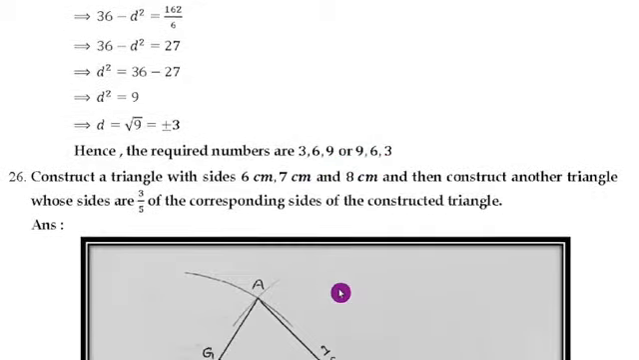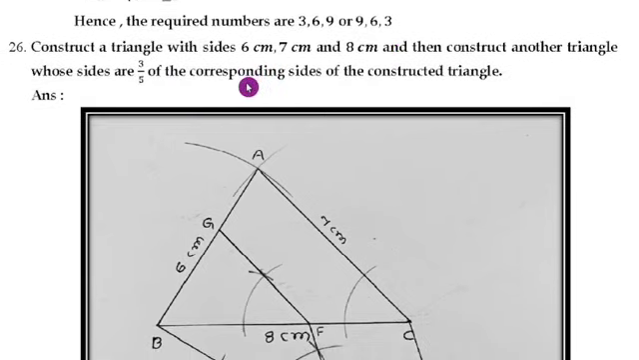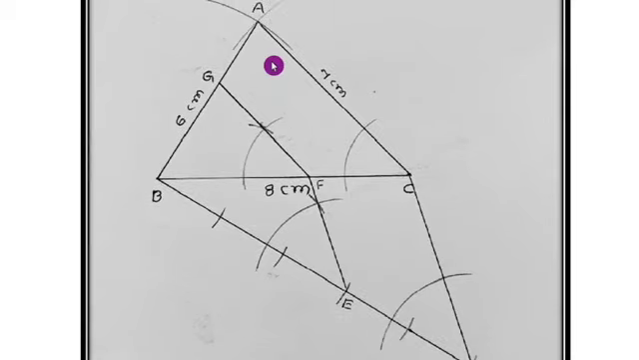Okay. Next 26th question. Construct a triangle with sides 6 cm, 7 cm and 8 cm. Then construct another triangle whose sides are 5 by 3 of the corresponding sides of the constructed triangle. So children, this is very important. Please learn the diagram, because 100% these types of questions they'll ask in preparatory and in final exam also.